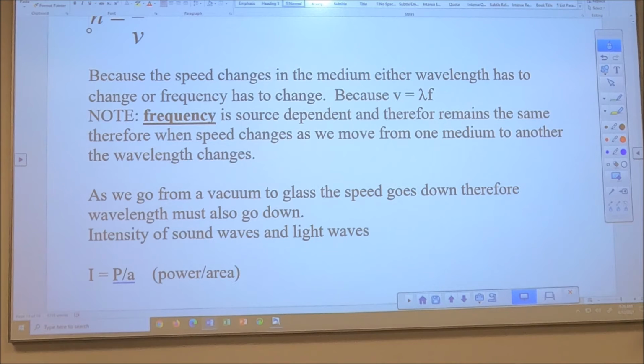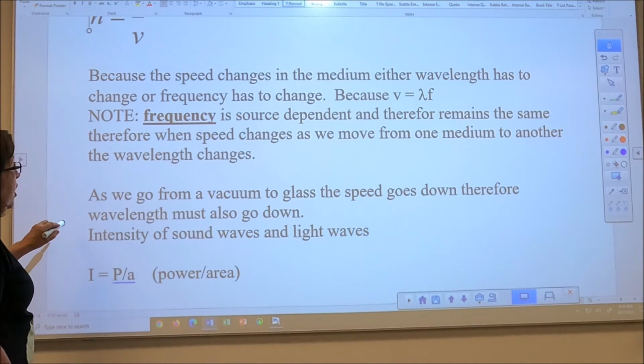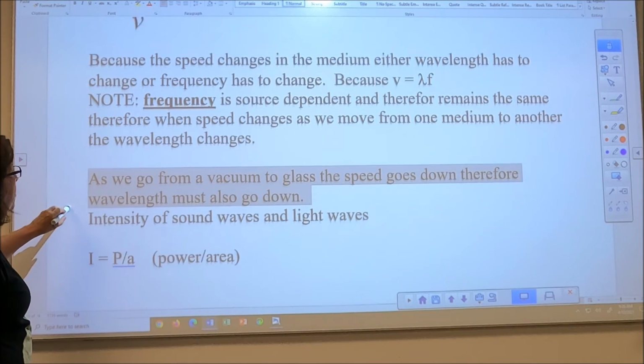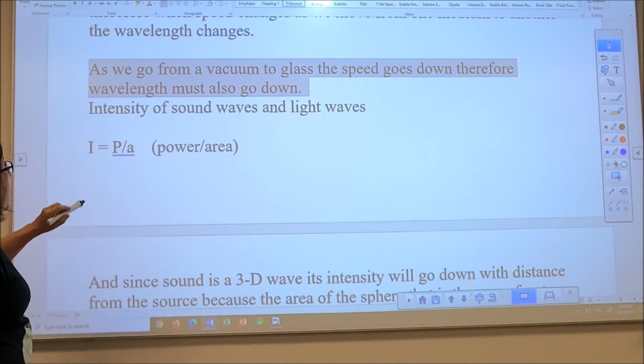Because the speed changes in the medium, either wavelength has to change or frequency has to change. Since frequency is source dependent, it remains constant. So as an electromagnetic wave moves from one medium to another, its wavelength changes in response to the fact that it is slowing down. So as we go from a vacuum to glass, the speed goes down, the wavelength has to go down.